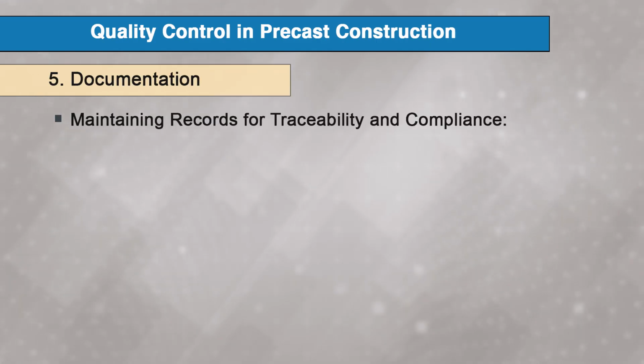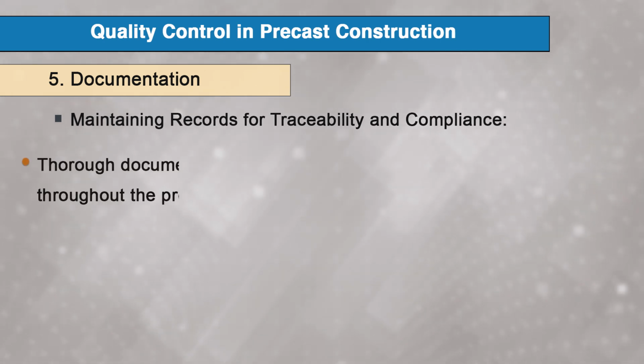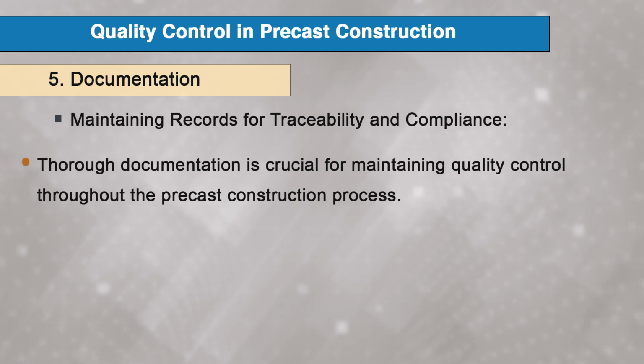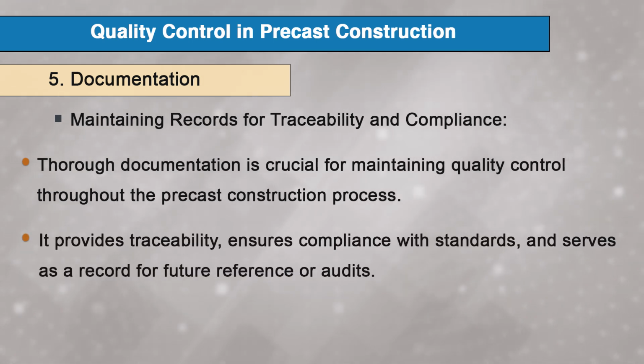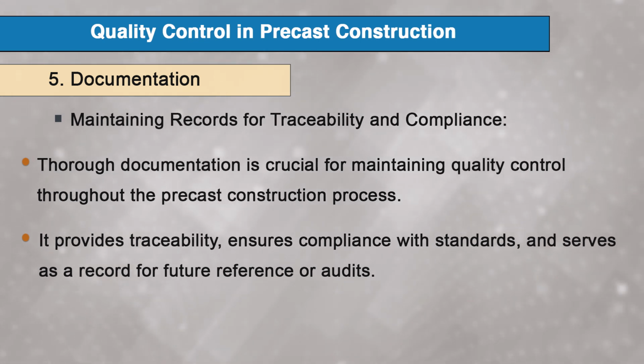And the last is documentation, maintaining records for traceability and compliance. Thorough documentation is crucial for maintaining quality control throughout the precast construction process. It provides traceability, ensures compliance with standards and serves as a record for future reference or audits.